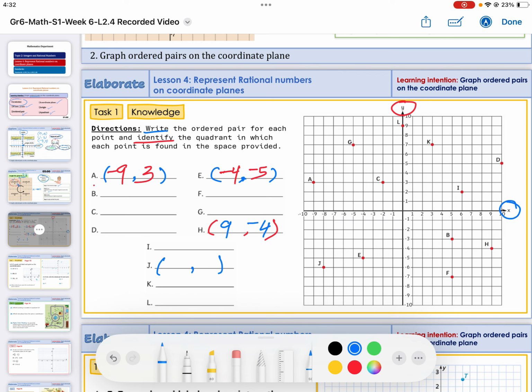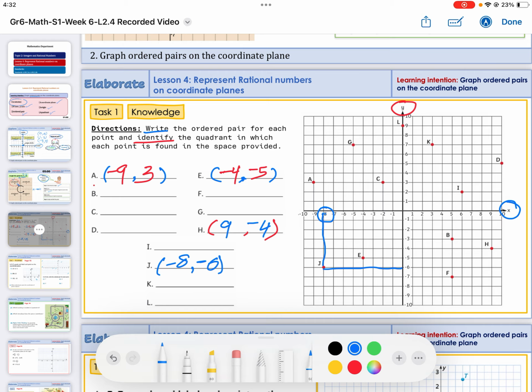Okay, so that's point J. I'll draw a line to connect it with the x-axis and a line to connect it with the y-axis. So as you can see here, the x coordinate is -8 and the y coordinate is -6. That's it. So that's the first part of the lesson, identifying the ordered pair for each given point. Now, we forgot the second part, which is which quadrant is each point located?